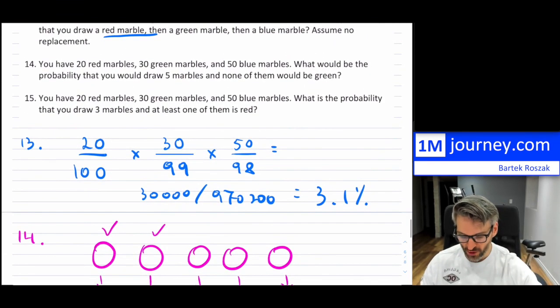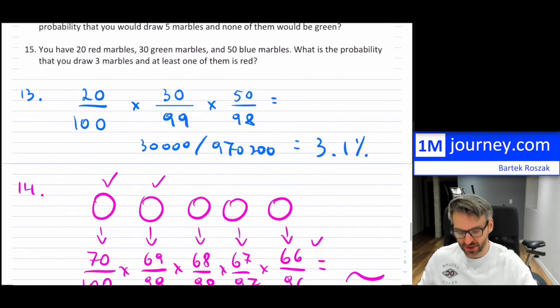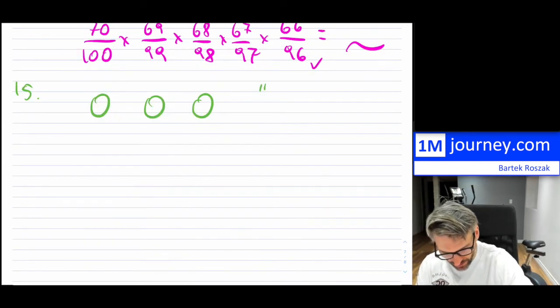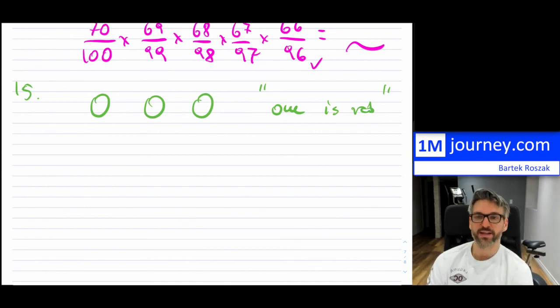Okay, last one. You have, again, the same type of marbles. What is the probability that you draw 3 marbles and at least one of them is red? I'm going to assume again that there is no replacement. So at least one of them, now this is 3 marbles. At least one is red.